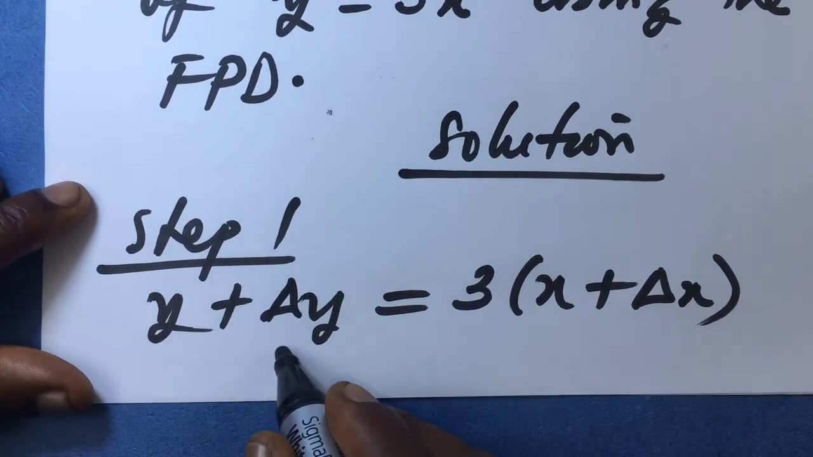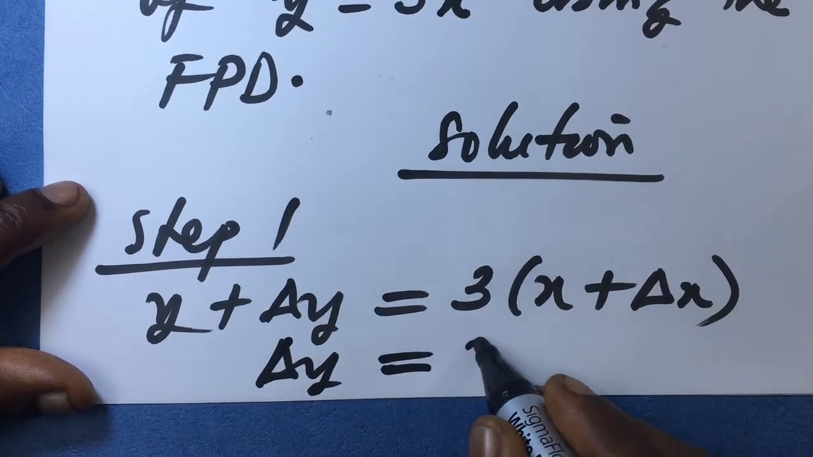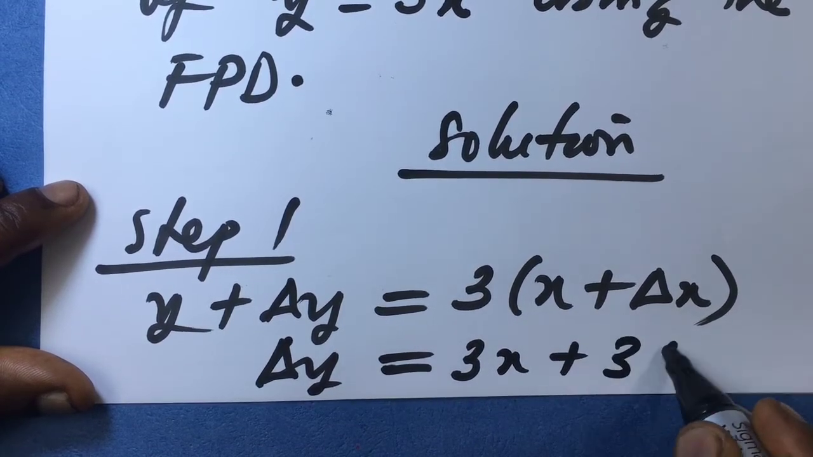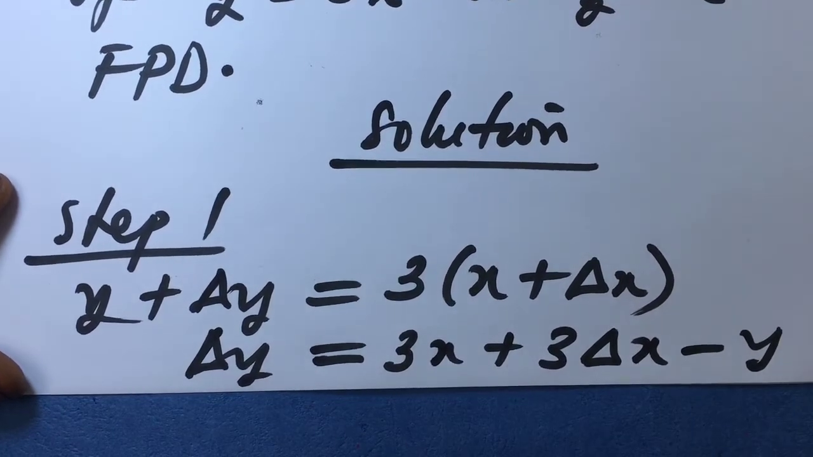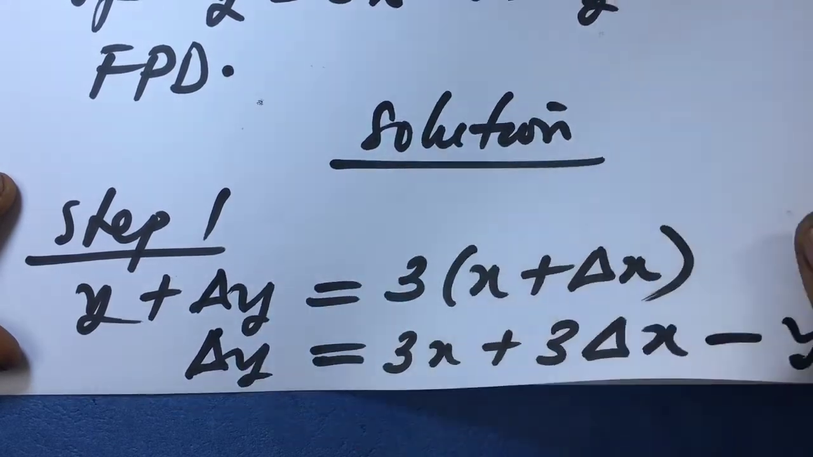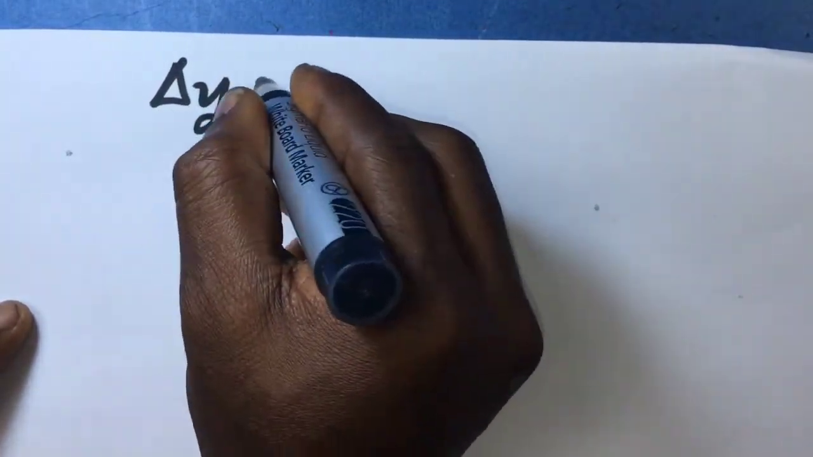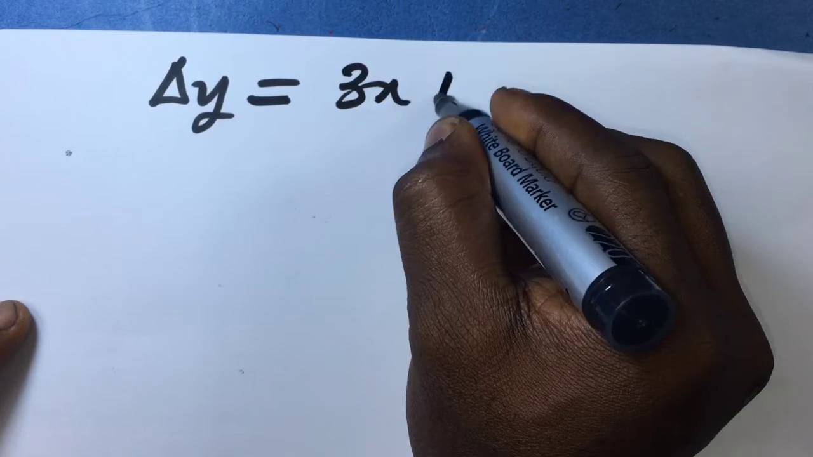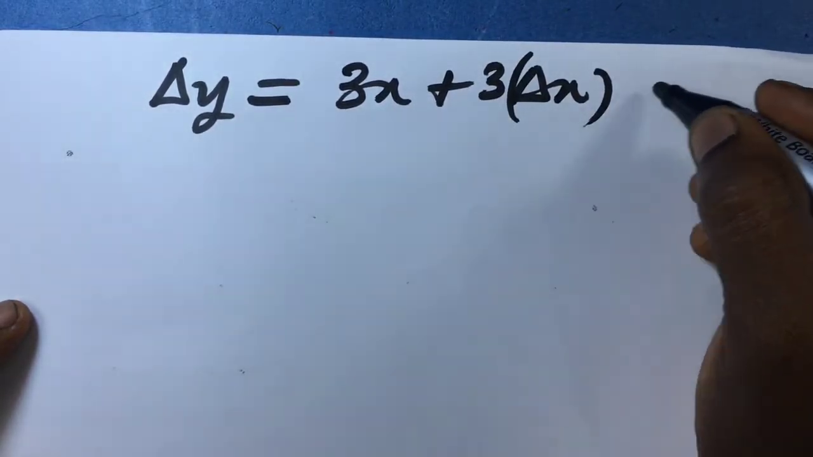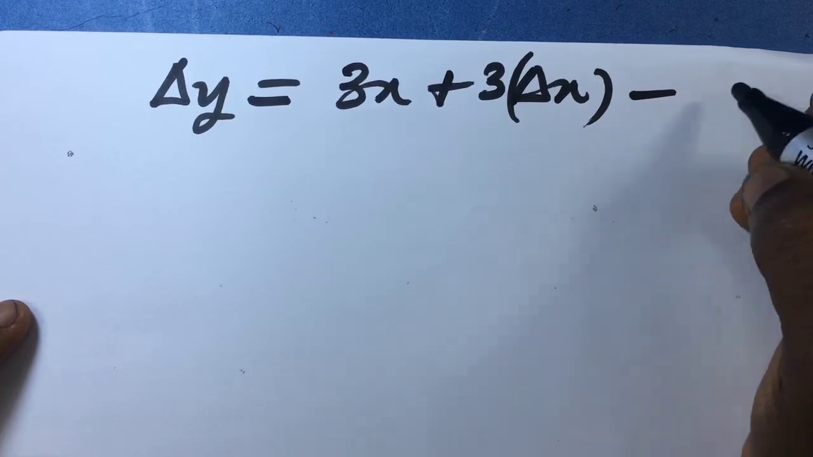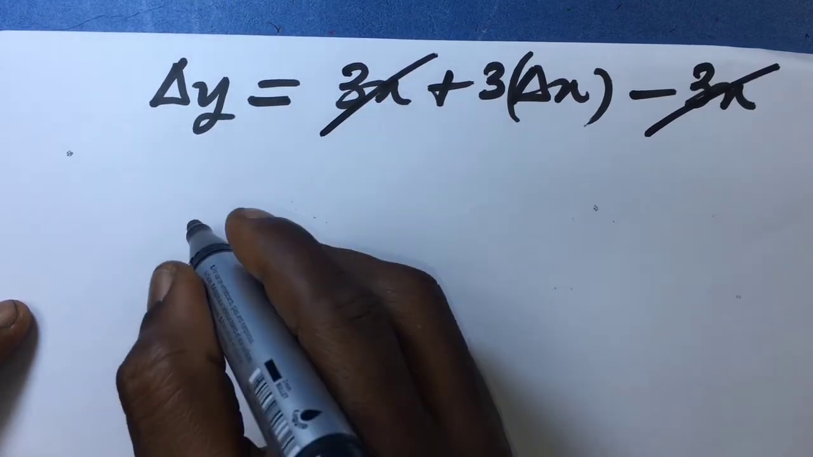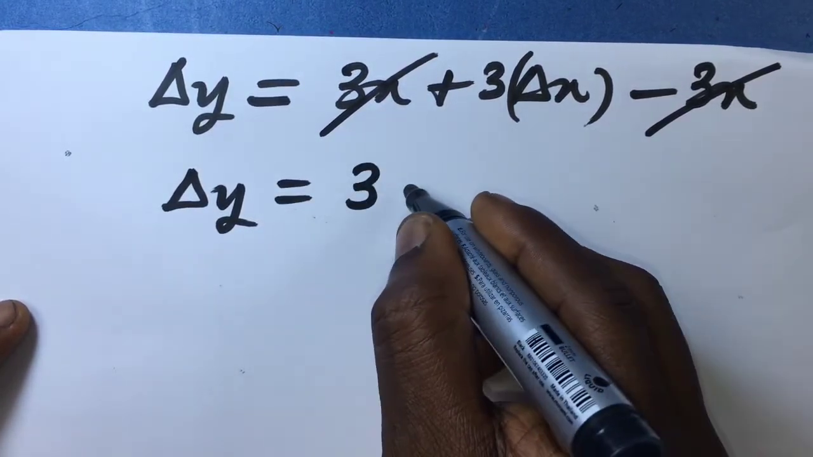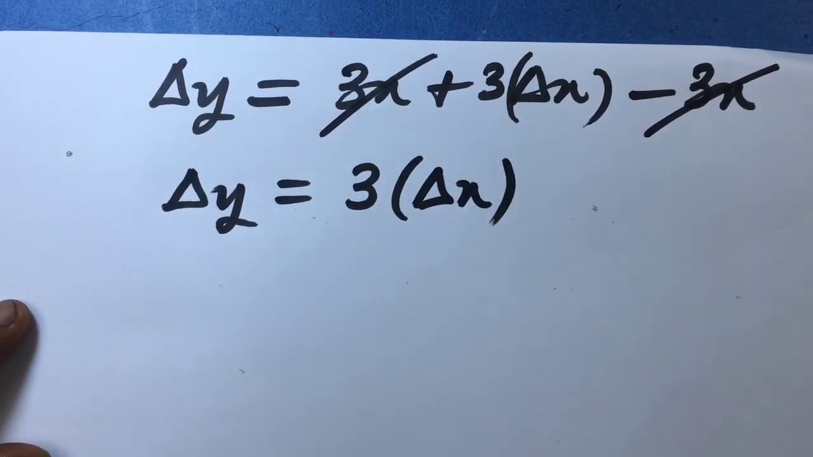Now, if you make change in y the subject of formula, change in y becomes 3x plus 3 times change in x minus y, okay? So I've expanded at once, and that is what change in y would give you. So if you continue simplifying the problem, change in y would give you 3x plus 3 change in x, putting this in bracket, minus what y is. And what was our y? It was 3x, okay? So obviously 3x minus 3x will give you 0. So change in y will be left with 3 in bracket change in x. And that concludes step 1.